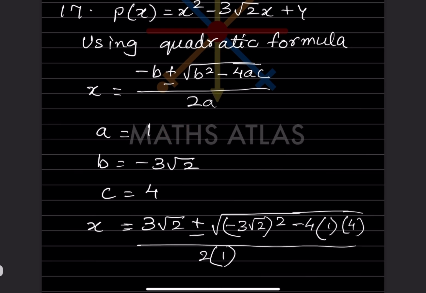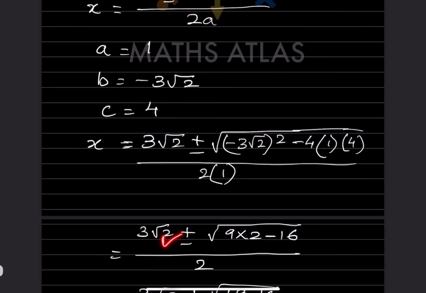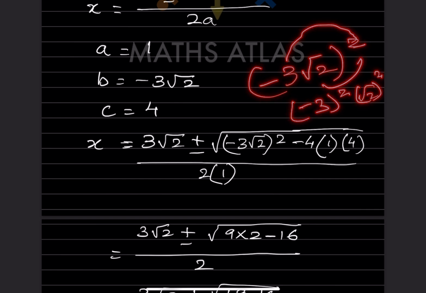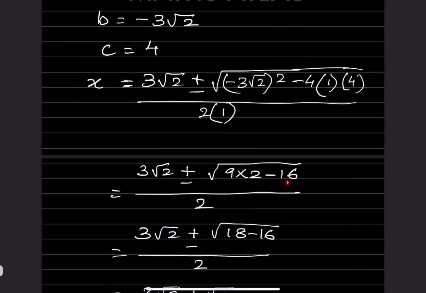Now you are going to put in minus b, and minus and minus becomes plus, so 3 root 2 plus or minus. After putting these values, we'll go for the next step. Now see here, minus 3 root 2 whole square. This square is for this as well as this one. So minus 3 square is going to be 9, and root 2 square is just 2, so that will be 9 into 2. And 4 times 4 is 16, but that is minus 16.